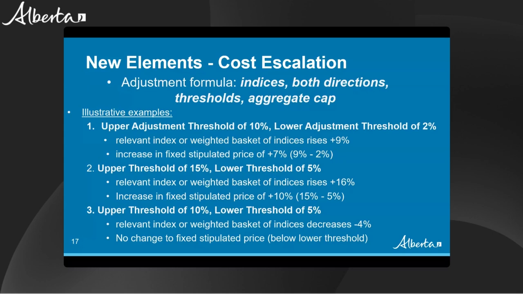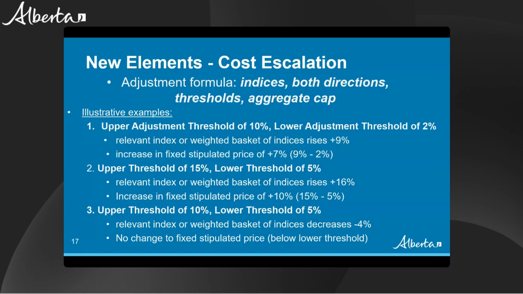An upper adjustment threshold also applies, again, in both directions. This will protect both parties from extremely large increases or decreases in price due to extreme cost fluctuations. So in the second example given on the screen, if the index rises 16% and the thresholds are 15% upper and 5% lower, then there will be a net increase in price of 10%. In the third example, it shows how if a downward price fluctuation does not rise to the level of the lower threshold, the price does not change.